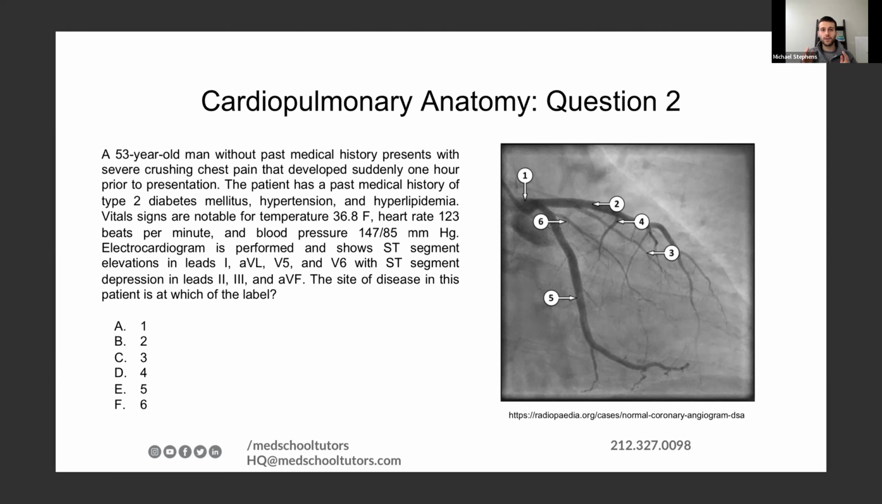V1 and V2 are going to be very much your septal leads. V3 and V4 are going to be more anterior, and then V5 and V6 are going to be more lateral. And so to me, I think of V1 through V4 as more of your left anterior descending circulation. I think of V5 and V6 getting a little bit more into that left circumflex territory again. So putting this all together, what coronary artery is diseased in this patient?